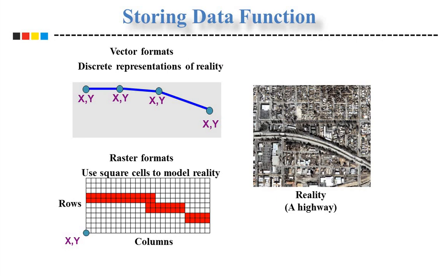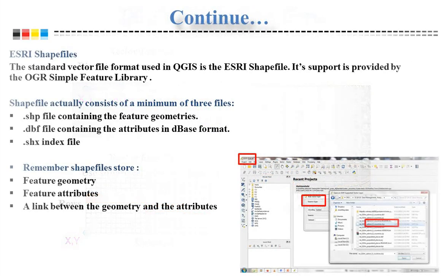So the GIS application has some functions for storing data or information: vector formats and raster formats, which are the two most important formats in this application.